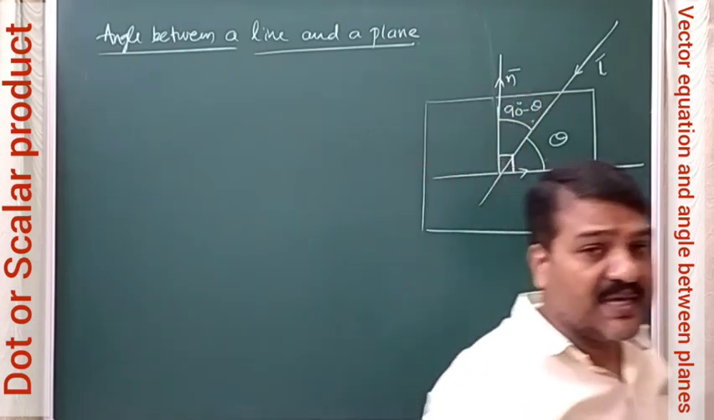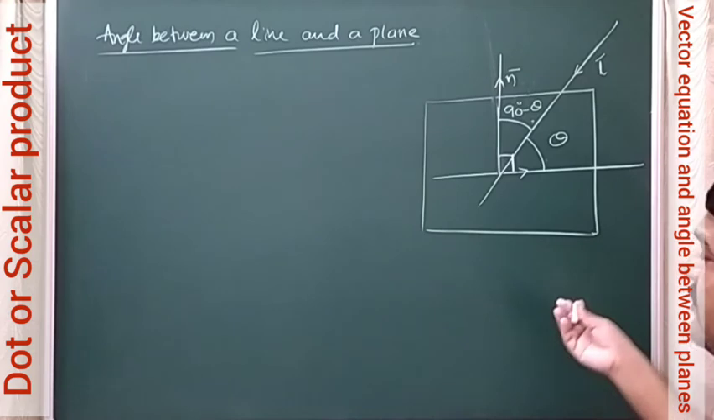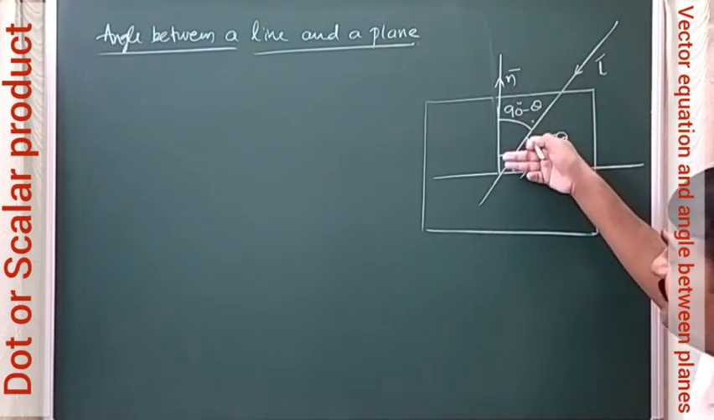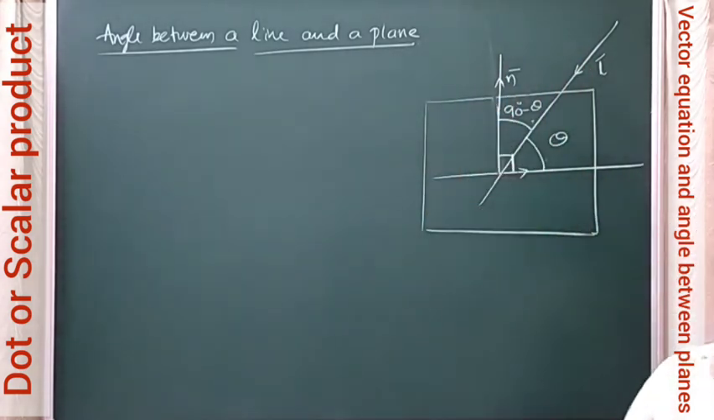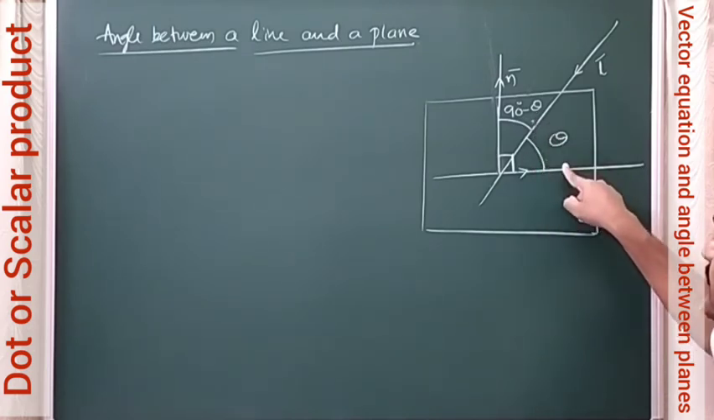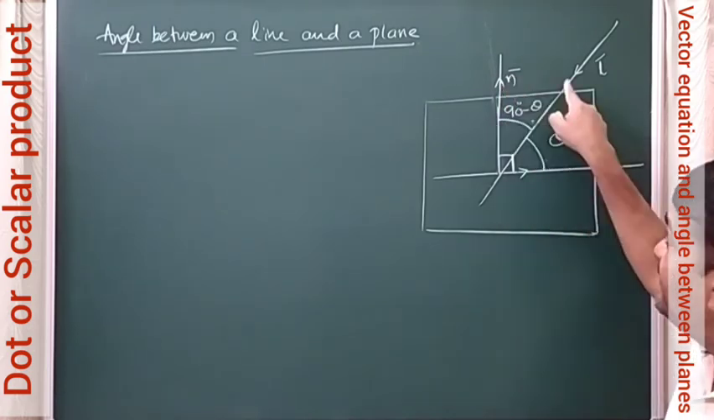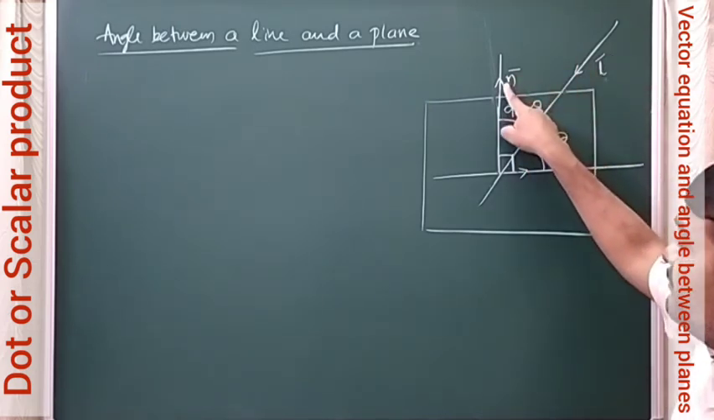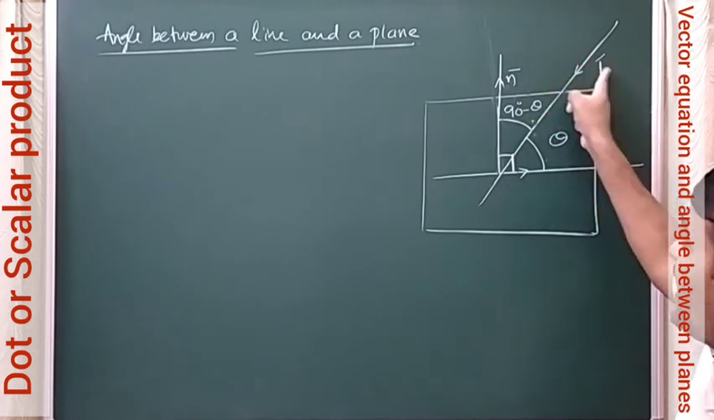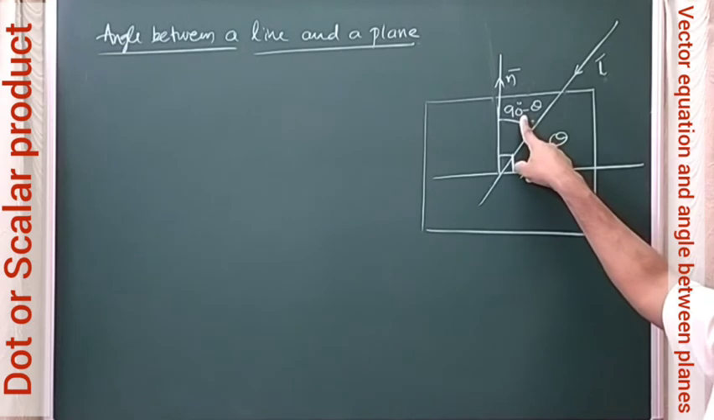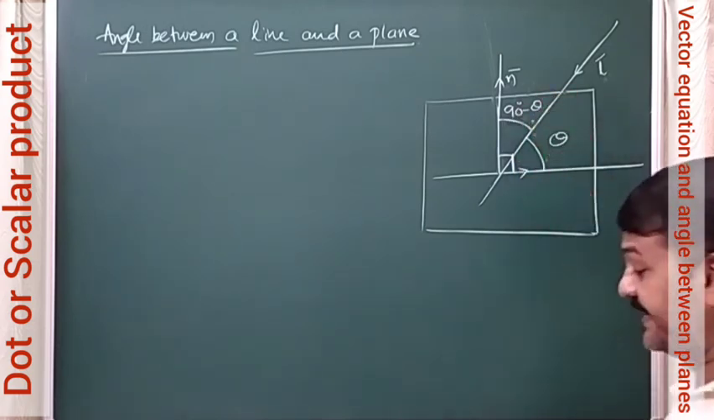So here L bar is any line which will be of course given. Normal we can find from the equation of the plane. So what is the angle between line and plane? Theta. But you can calculate this angle because you know L bar, you know N bar. You can find the angle between L bar and N bar, which is 90 minus theta. This angle you can calculate.